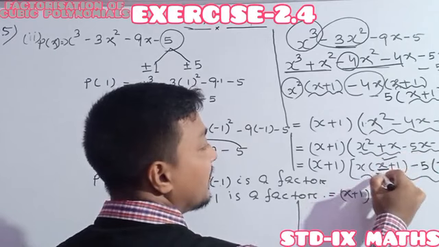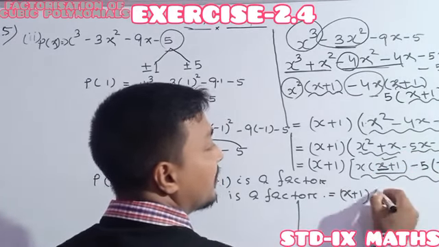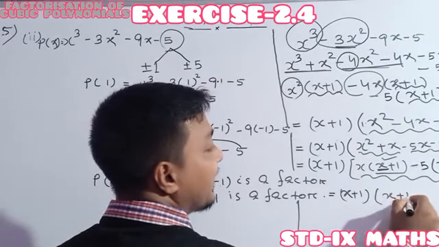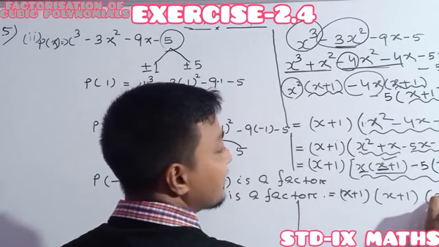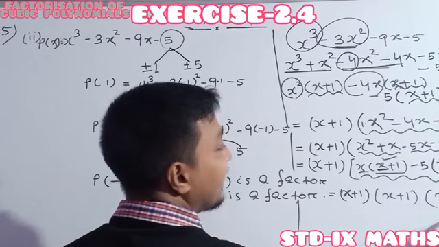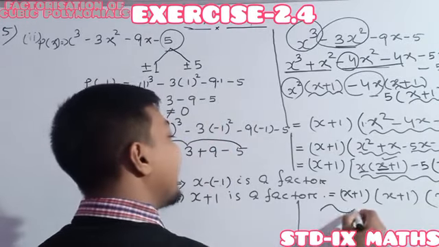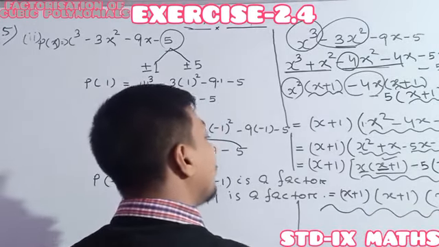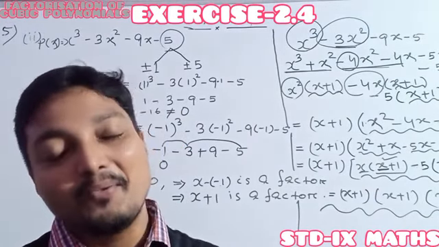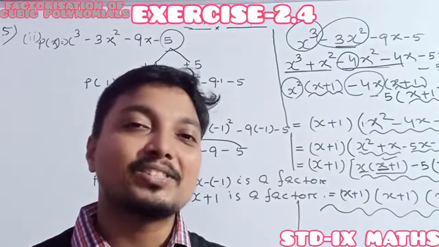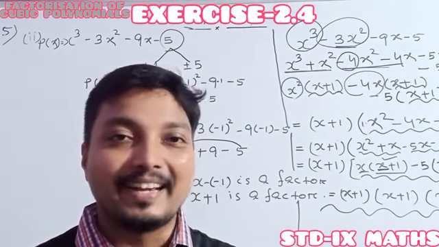In the quadratic polynomial factorization, in the two terms this binomial is common. So x plus 1 is common, and within the bracket the non-common term is x minus 5. So this is the final factorization of our cubic polynomial. Understood how easy it is? Okay, just wait one second, we will do the third question so that you get more confident.